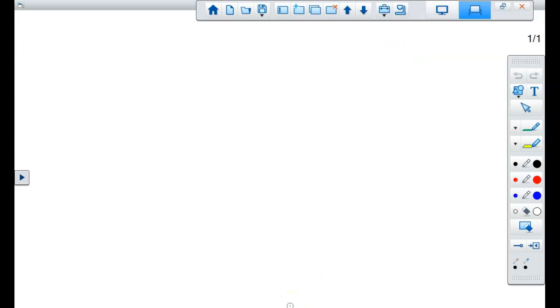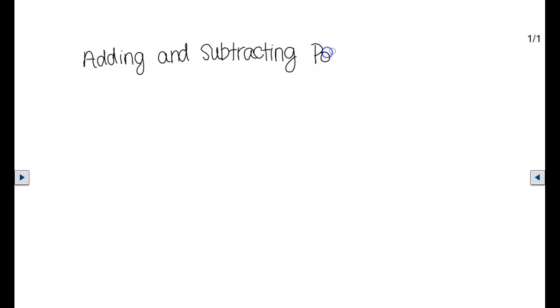All right, folks, we have spent our last 3 days working on the laws of exponents, and now we are ready to move on. So today we will start talking about adding and subtracting polynomials.